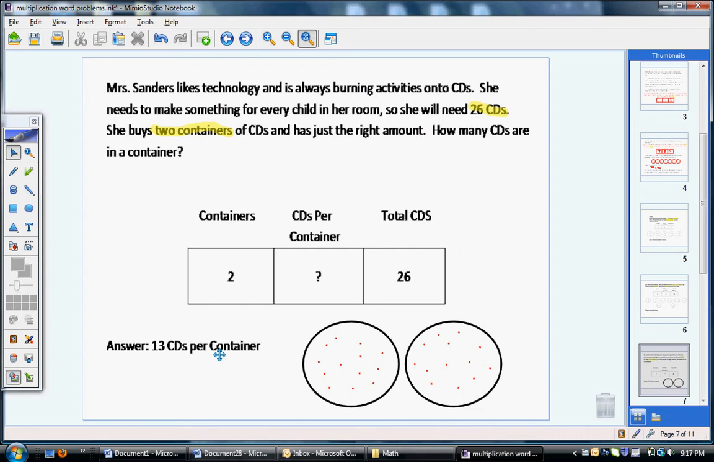Now I have to say, does it make sense? If I have 2 containers and each one has 13, that's like 13 plus 13. Well, 13 plus 13 equals 26, so I know I have the right answer.